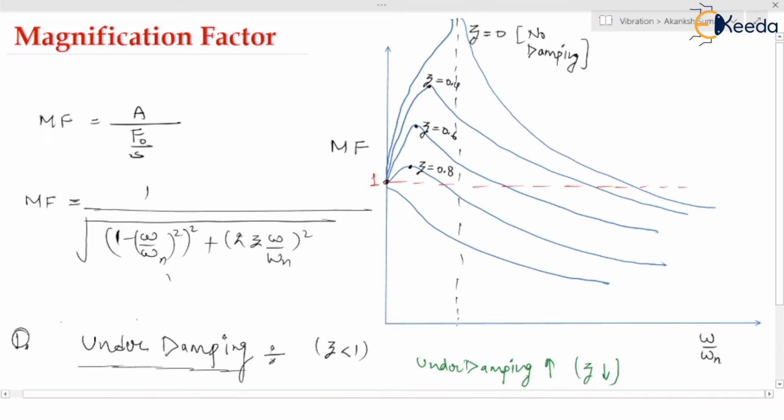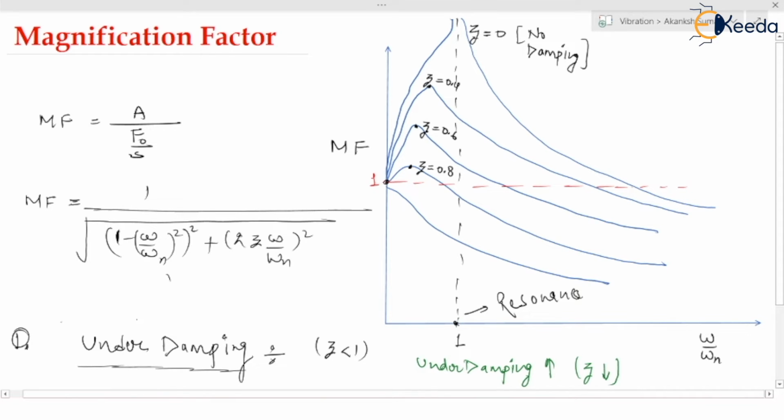Okay, and corresponding to this would be the value 1. Omega by omega n equal to 1 represents that there is a resonance. So there is a resonance. At resonance condition, there is no damping.